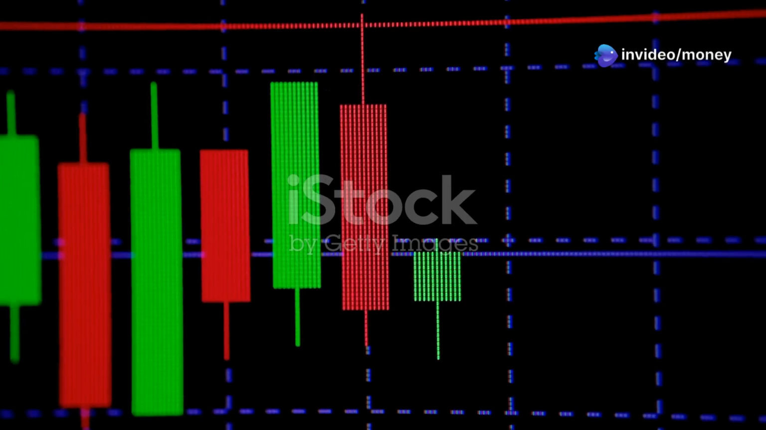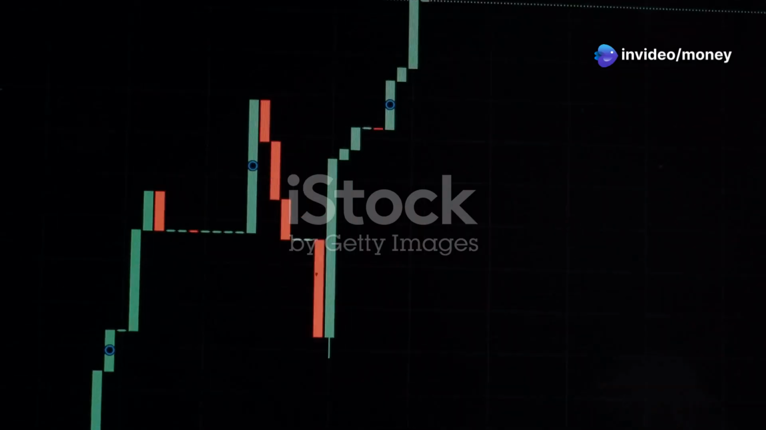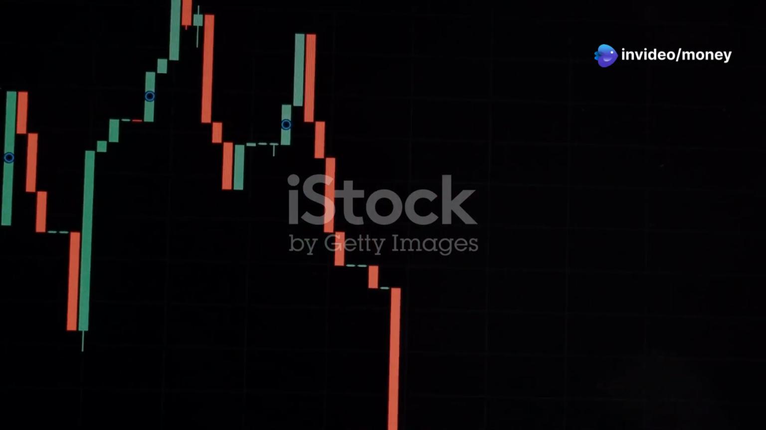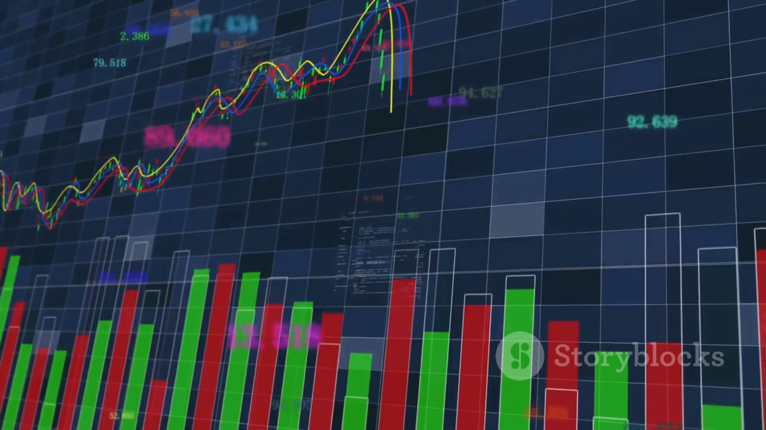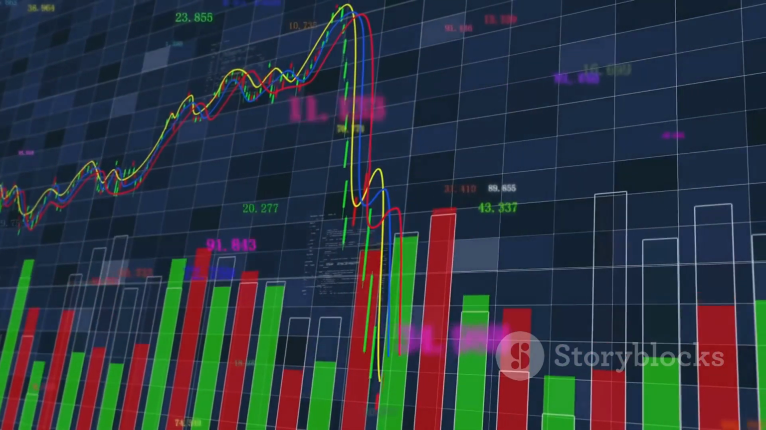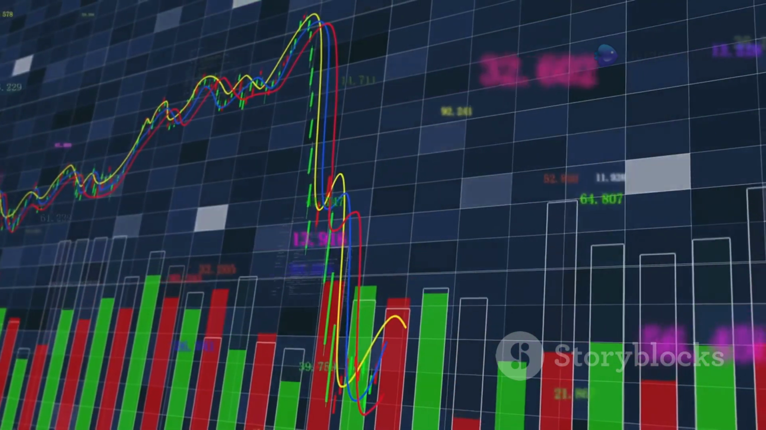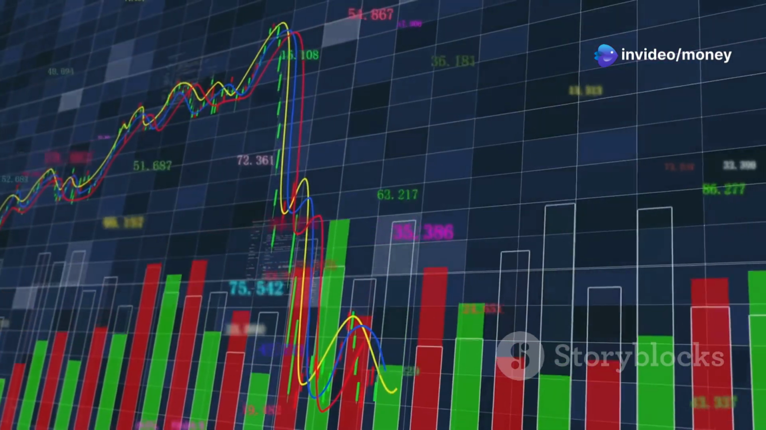Another reason for a derailed window could be a false breakout. A false breakout occurs when the price breaks out of a trading range but then quickly reverses direction. This can happen if the breakout is driven by low volume, or if it is triggered by stop-loss orders rather than genuine buying or selling pressure.